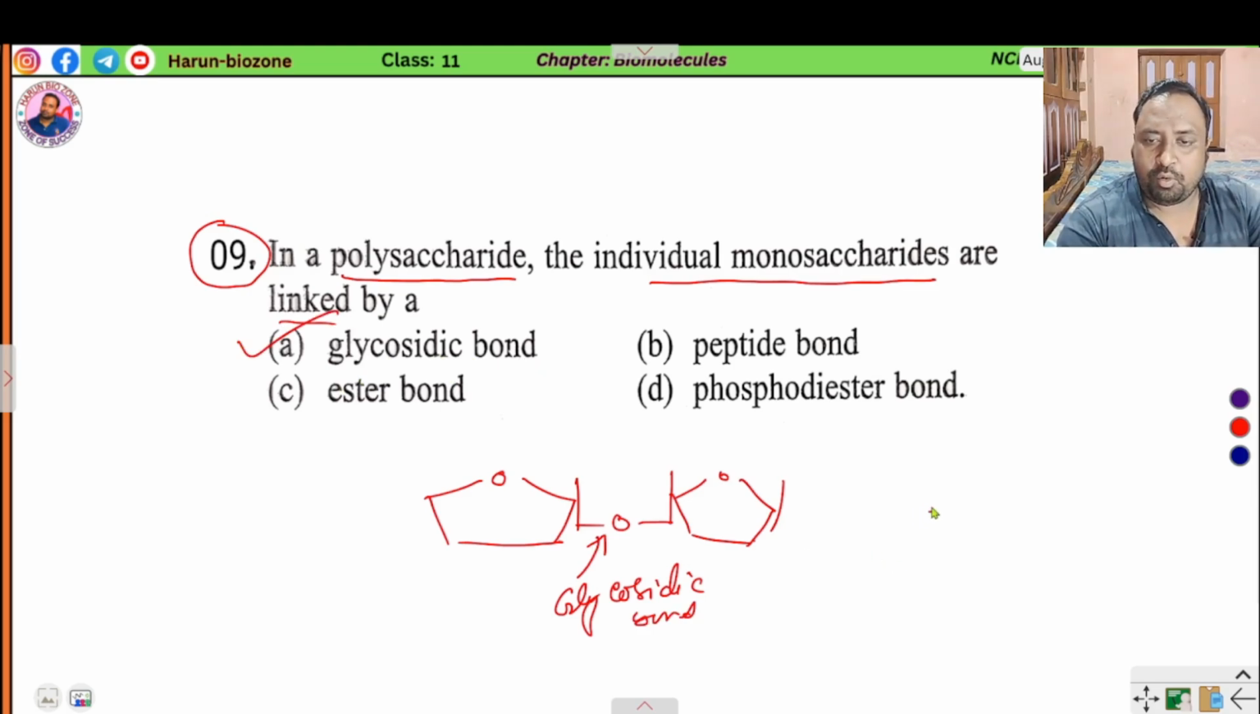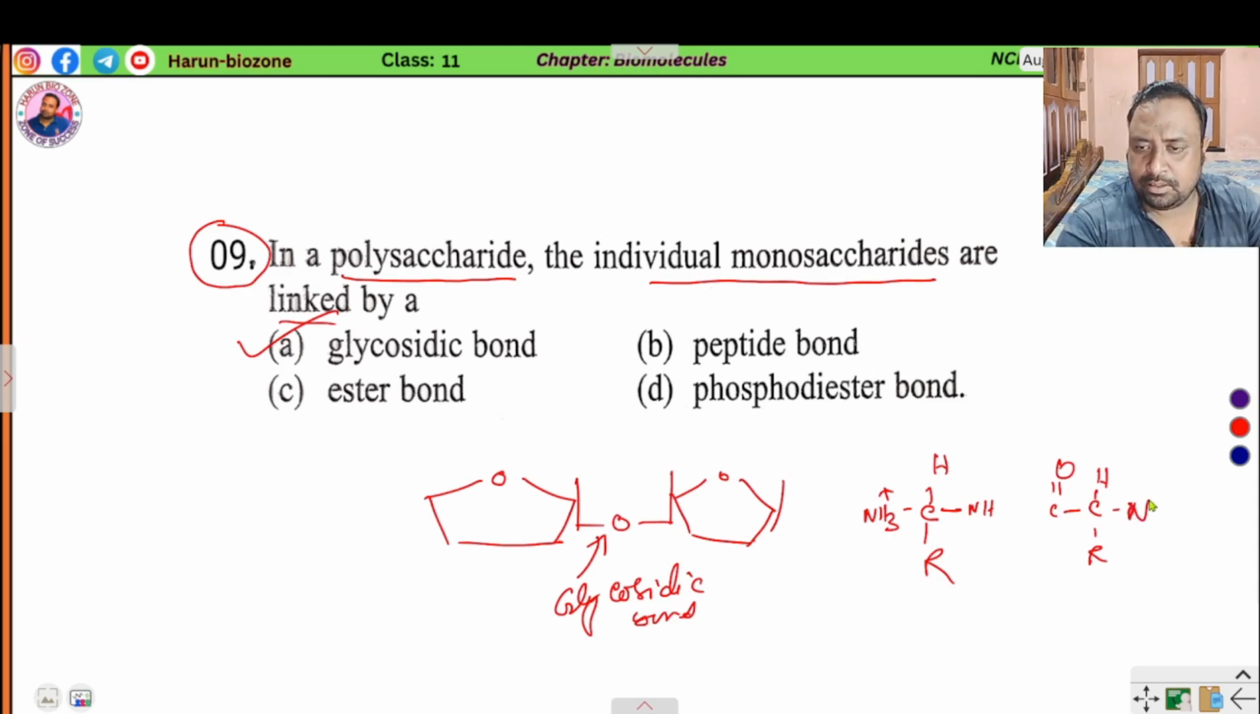A peptide bond is present when one amino acid is joined to another, through NH and C, so here the peptide bond is formed. This is a peptide bond, and this is a glycosidic bond. The glycosidic bond is present between two monosaccharides, and the peptide bond is present between two amino acids.